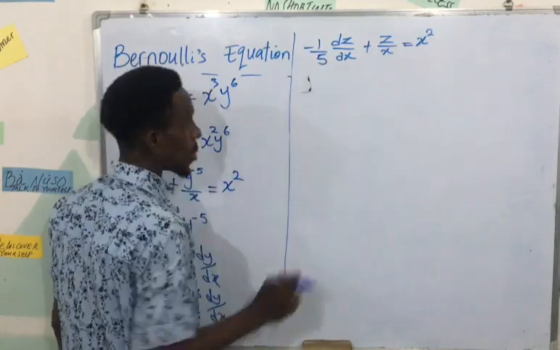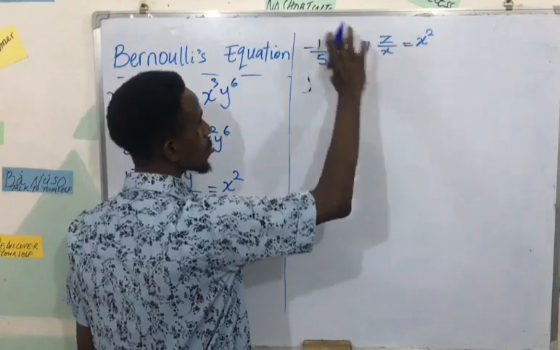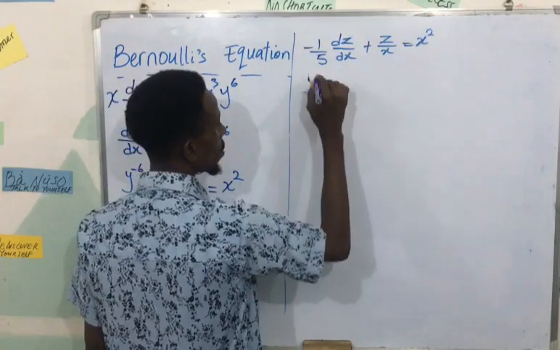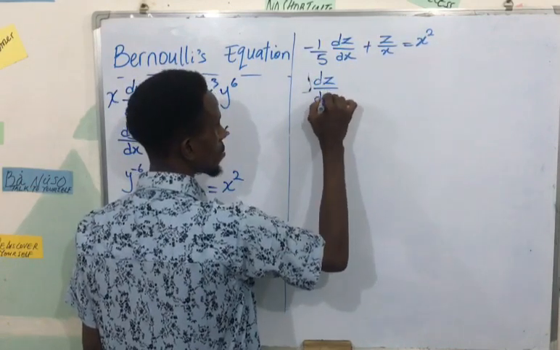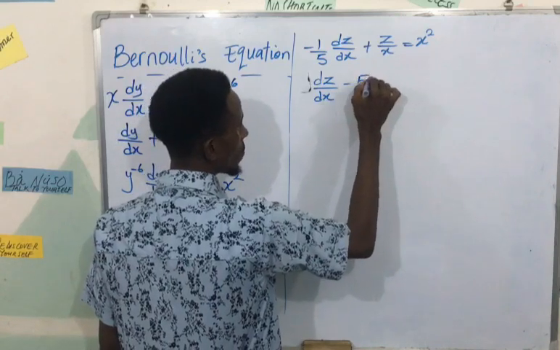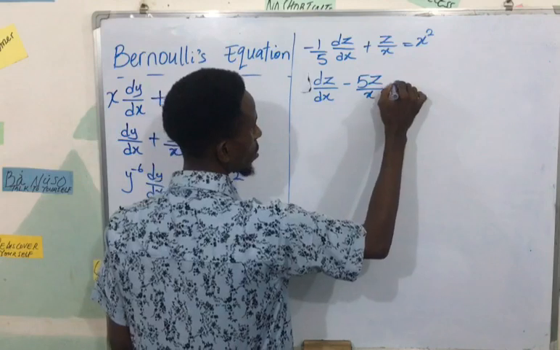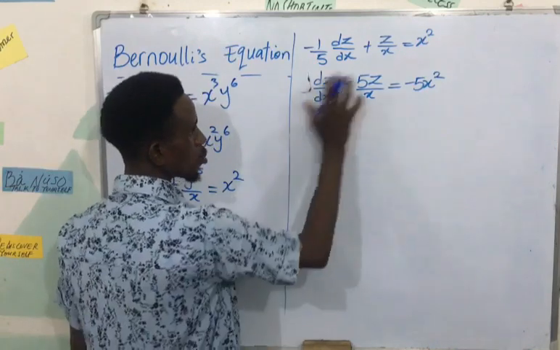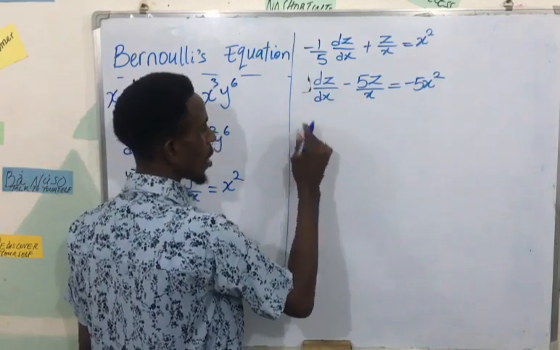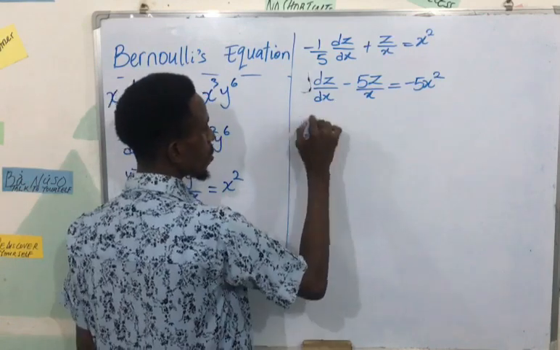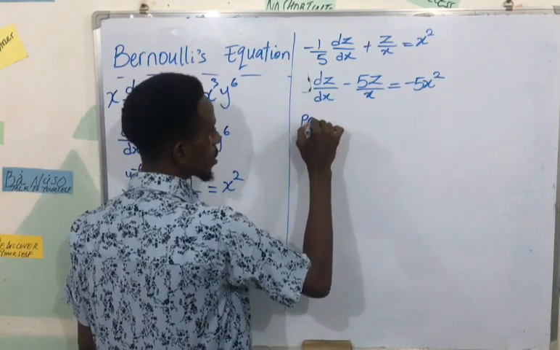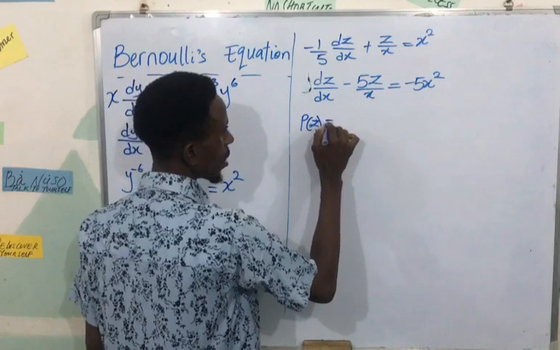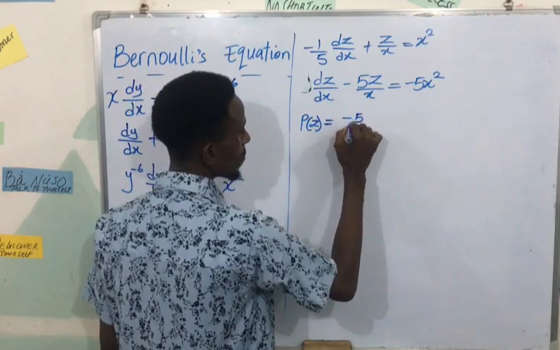So here now, I want to make it a linear ODE. So I'll multiply each of these terms by minus 5. Multiplying this, I'll have dz by dx minus 5z over x is equal to minus 5x squared. From this place now, generally we normally have p, q, and the rest. So my p of z now is going to be minus 5 over x.